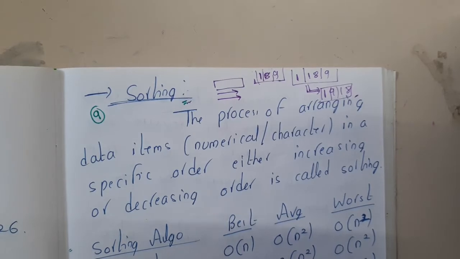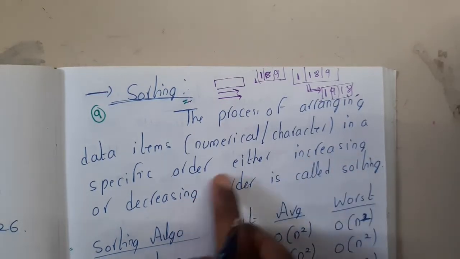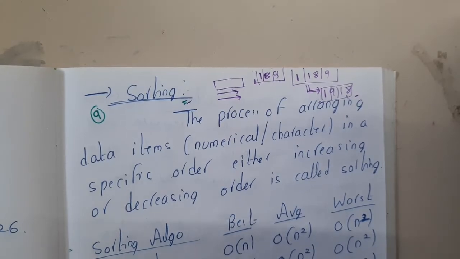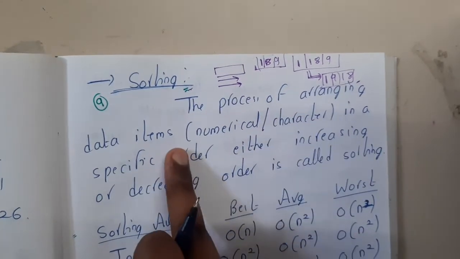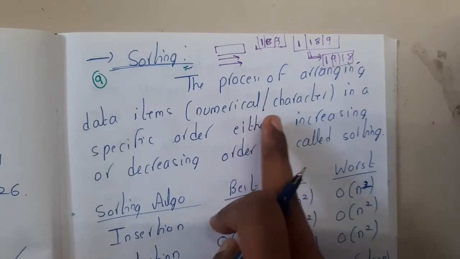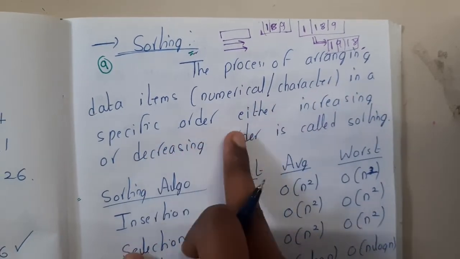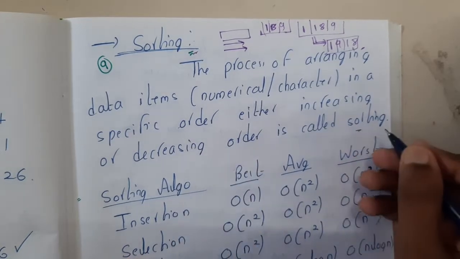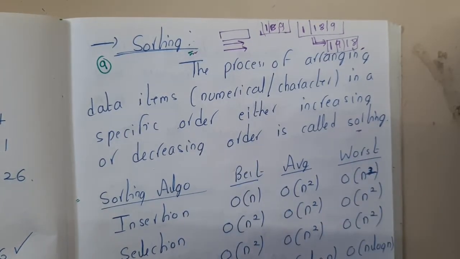Got it? So you are arranging them in increasing order or decreasing order, and that is nothing but sorting. So the process of arranging data items, numerical or characters, in a specific order, either in increasing or decreasing order, is called sorting. It's quite simple, right? So that is the definition.